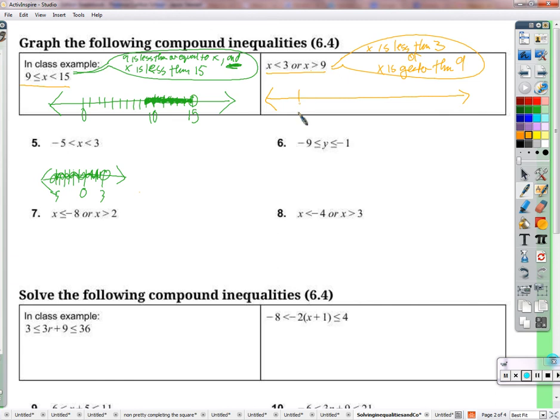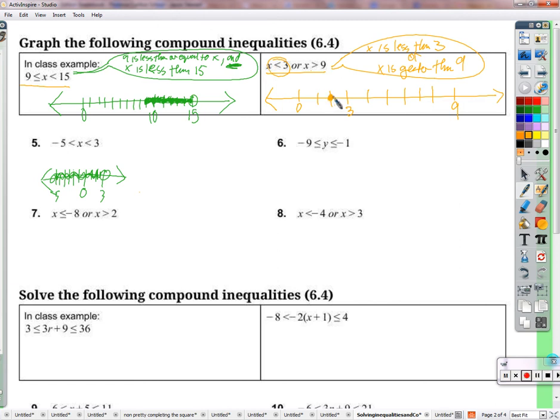So we have, let's say, 0, 3, 4, 5, 6, 7, 8, 9. What's this part look like on the graph? X could be 2.